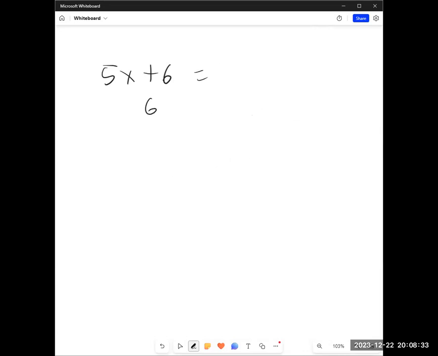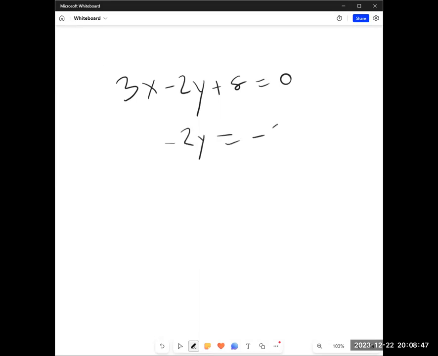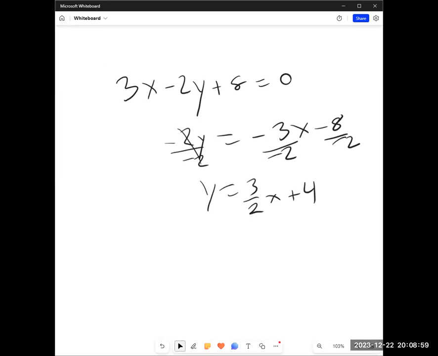Got another equation of a line down here. This one has all the numbers on one side set equal to 0. So we're going to solve for y again. So negative 2y equals negative 3x minus 8. Divide everything by a negative 2. And that's y equals 3 halves x plus 4, because a negative divided by a negative is a positive.